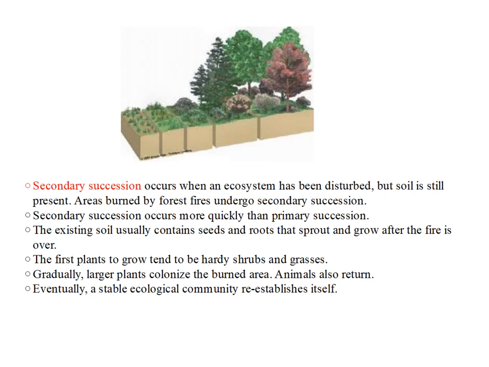The first plants to grow tend to be hardy shrubs and grasses. Gradually, larger plants colonize the burned area. Animals also return. Eventually, a stable ecological community re-establishes itself.